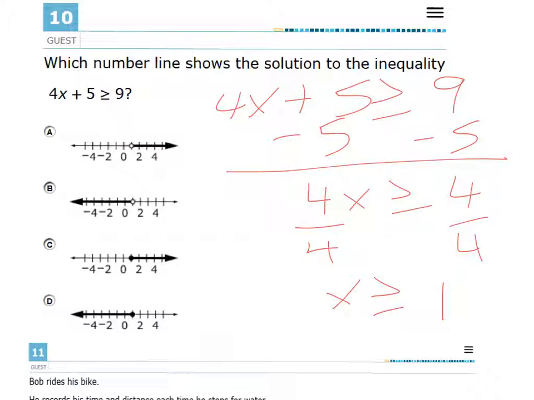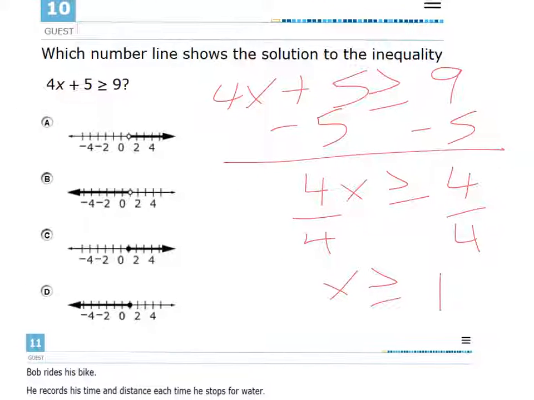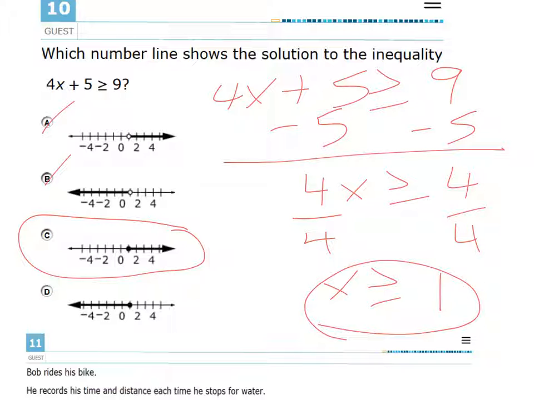Now we can eliminate letters A and B because we know that this is going to be a closed circle. So in this case, our answer choice is between letter C and letter D. And our answer actually ends up being letter C because the arrow is moving towards the right, as the arrow is moving towards the right in our inequality.